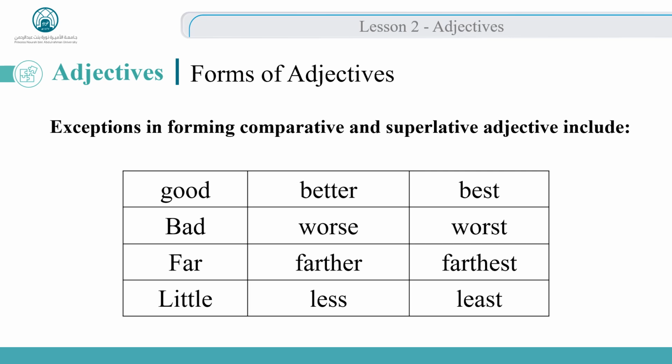The third exceptional adjective would be far. The comparative form of far is farther, and the superlative is farthest. The fourth exceptional case is the adjective little. The comparative form of little will be less, and the superlative would be least.